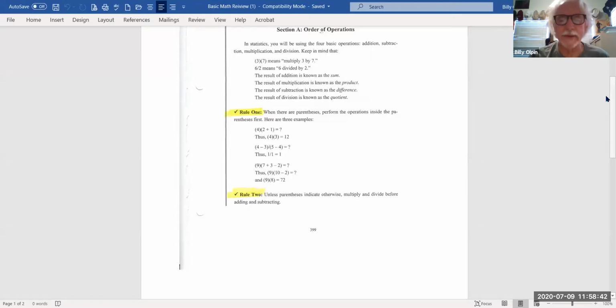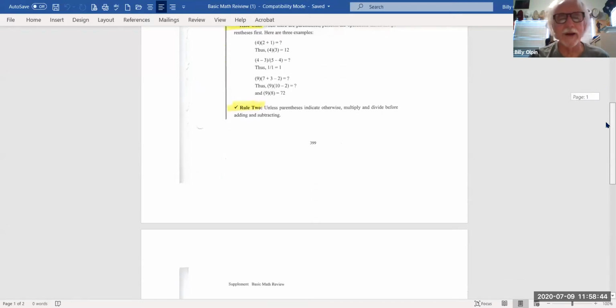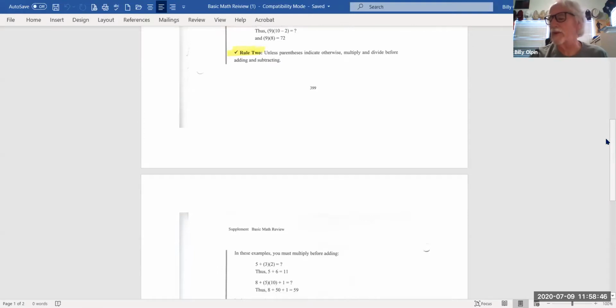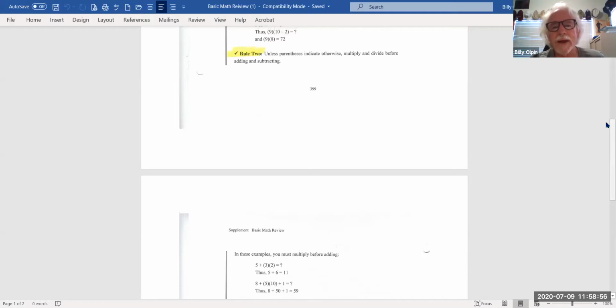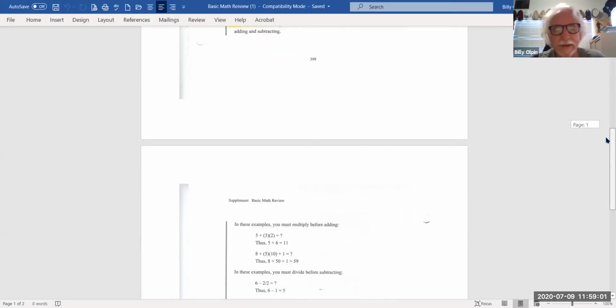Unless otherwise indicated, you multiply and divide first before adding and subtracting. Sorry, but my dog is going to interrupt a few times here and there. Anyway, there you go. You multiply, divide, then add and subtract. This is how we do things.